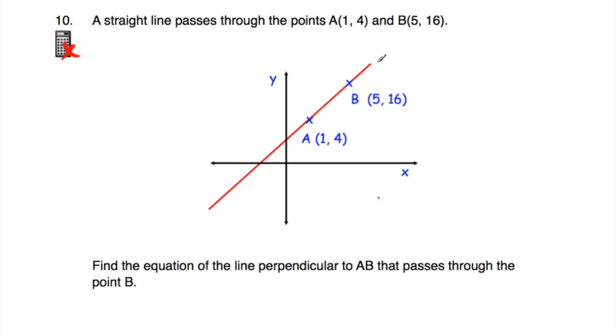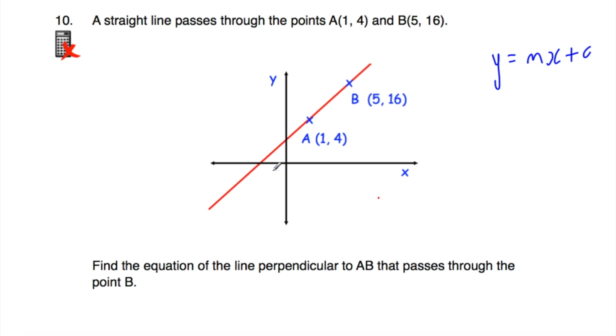Okay, question number 10. So we've got this straight line that passes through the points A and B, and we've been asked to find the equation of the line that's perpendicular to AB. So that means obviously it crosses AB at right angles and passes through the point B. So it passes through the point 5, 16. So we want to find the equation of the line that's perpendicular to AB. So it'd be in the format y equals mx plus c. So we want to find its gradient and its y-intercept.